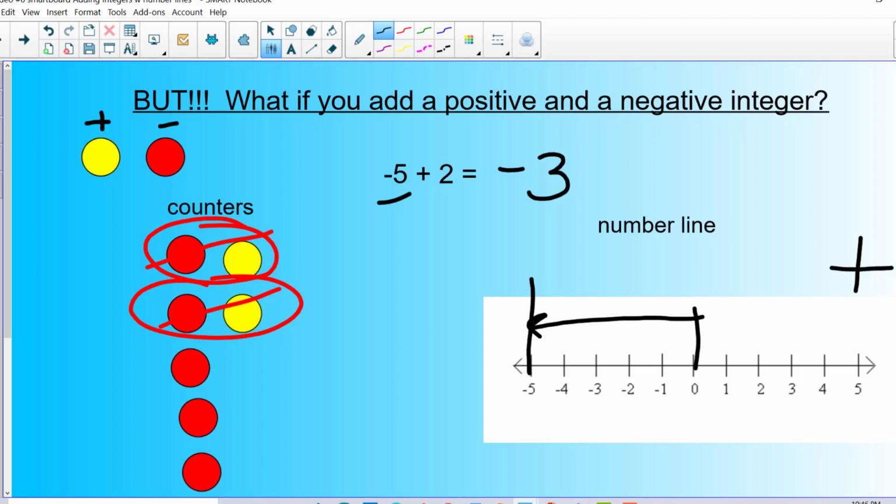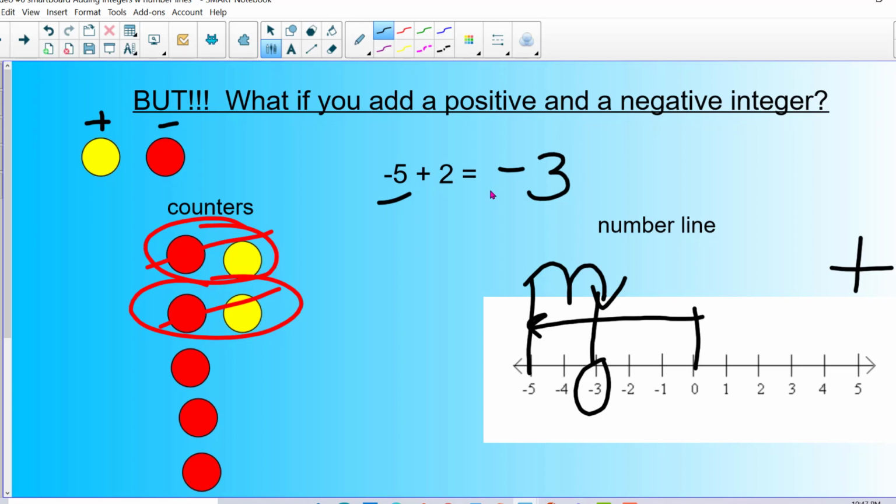So from here, do I just go to +2? No, I'm going to do 2 jumps to the right. 1, 2. Yep, we could start singing too. To the right, to the right. No, we won't. And it lands right here. Wherever you land, that is your answer, which is -3.